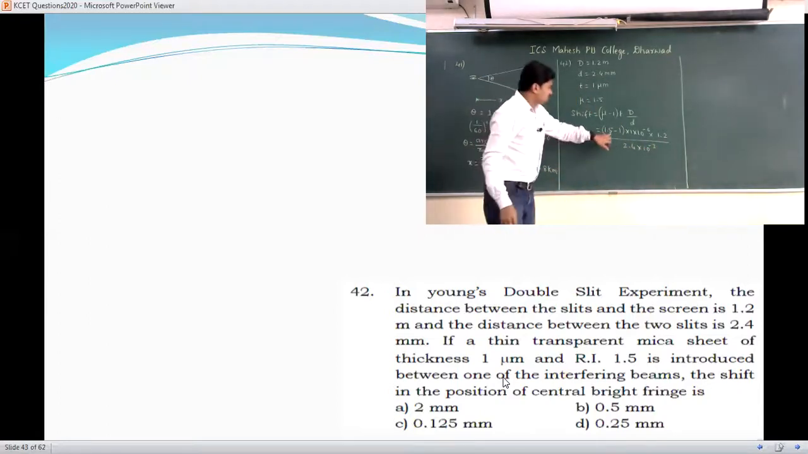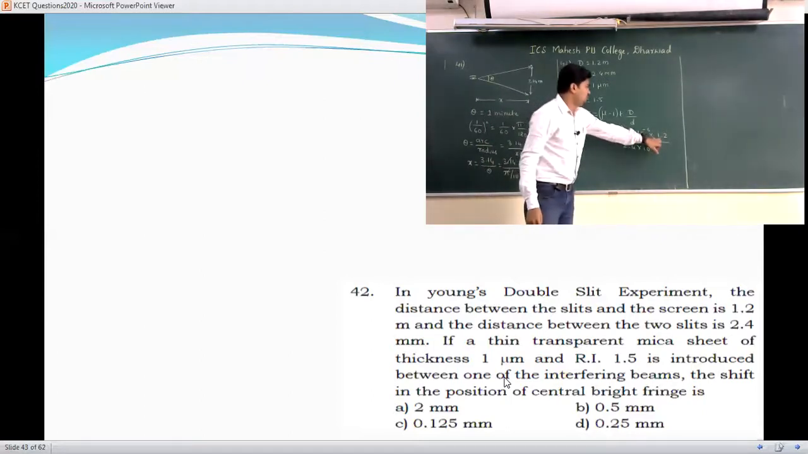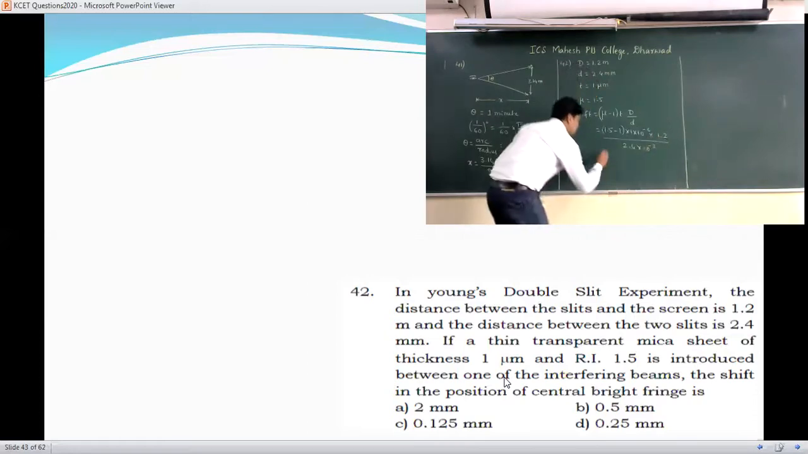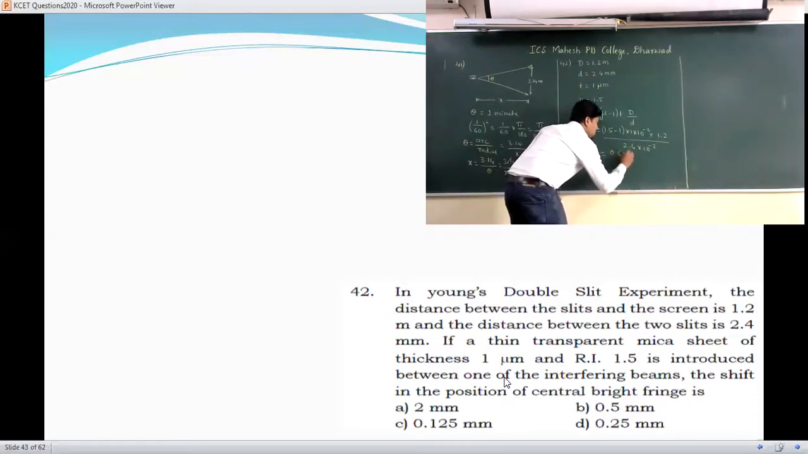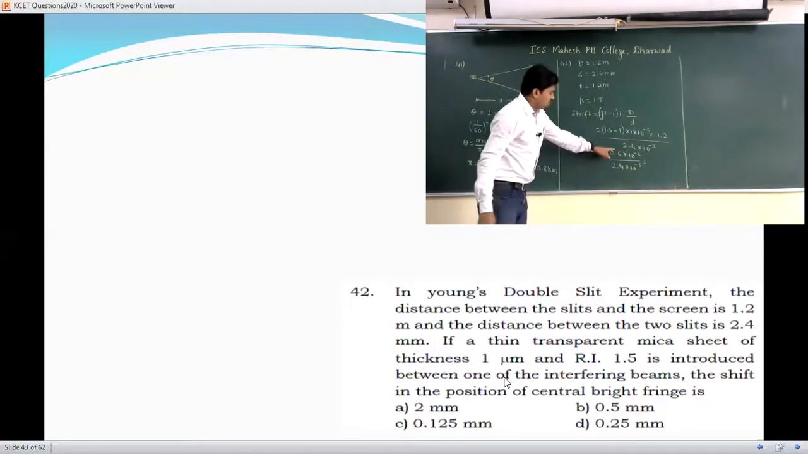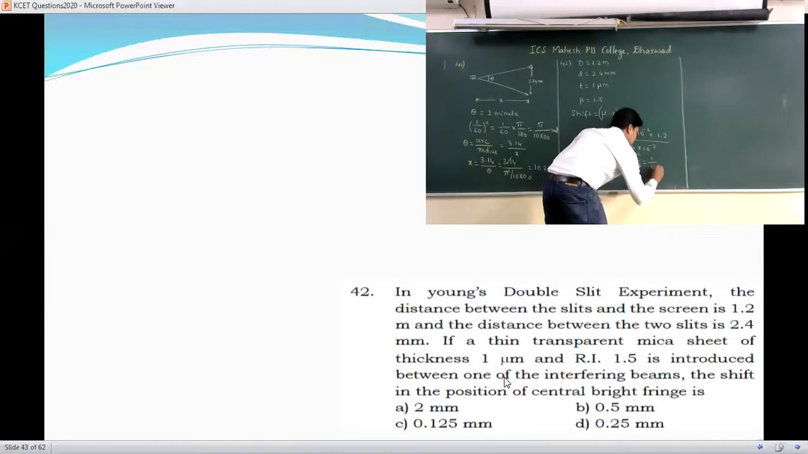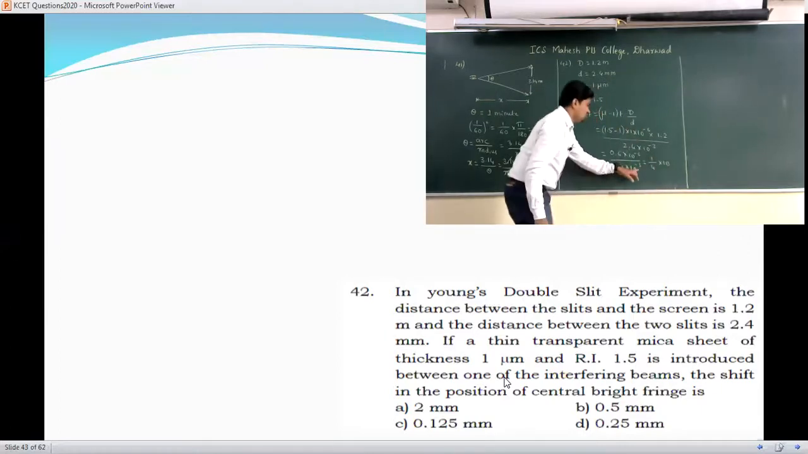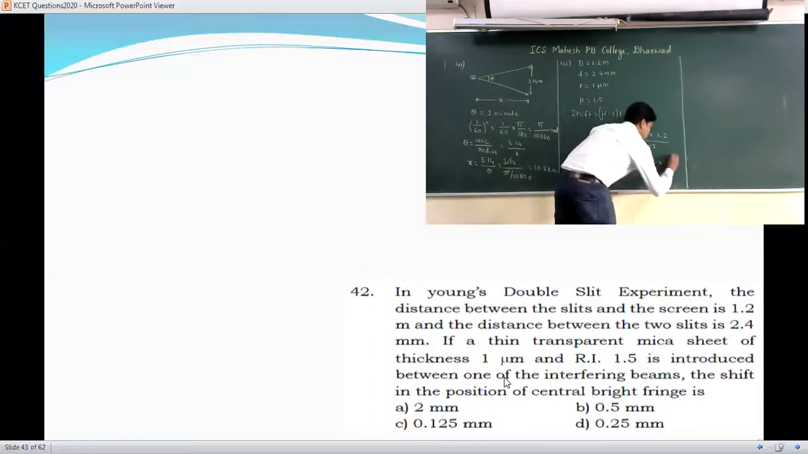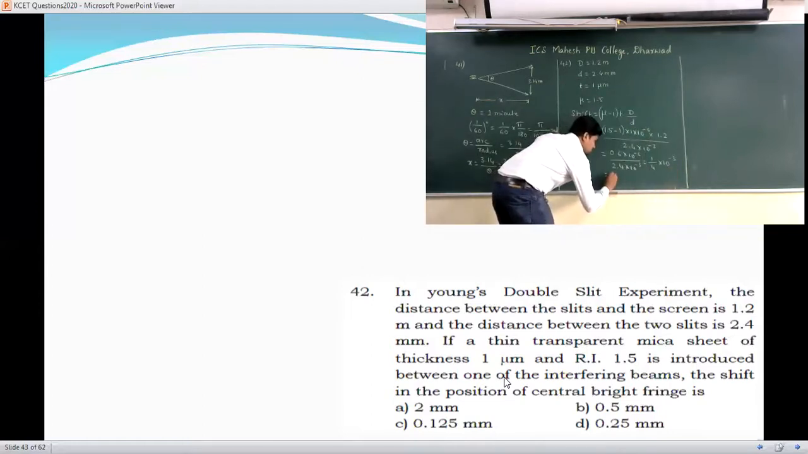So here 1.5 minus 1 gives you 0.5. 0.5 into 1.2, how much will you get? It is 0.6 into 10 raised to minus 6 divided by 2.4 into 10 raised to minus 3. So 0.6 divided by 2.4 gives 1 by 4. So it is 1 by 4 into 10 raised to, if it comes to the numerator, it becomes positive, so 10 raised to minus 3. So what you are getting here is 0.25 into 10 raised to minus 3.